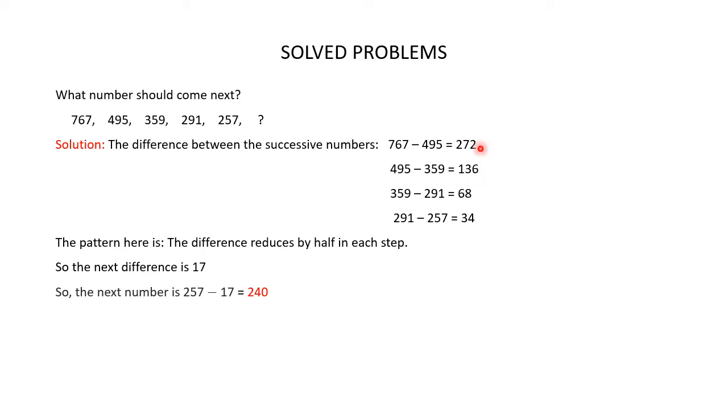272 divided by 2 is 136. 136 divided by 2 is 68. 68 divided by 2 is 34. So the next difference will be 34 divided by 2, which is 17. So the next number will be 257 minus 17, which is 240. So 240 is the number that will come after 257.